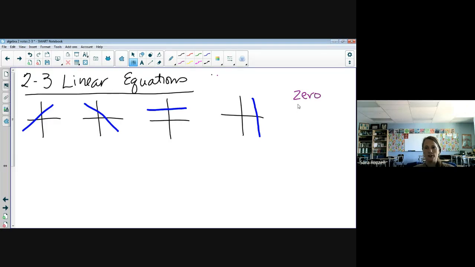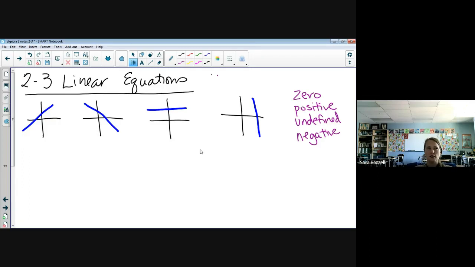There can be a 0 slope. There can be a positive slope. There can be an undefined slope. And there can be a negative slope. So what I want you guys to do is match which one goes with which picture. So which one do you think is the 0 slope? Which one do you think is positive? Which one is undefined? And which one is negative?